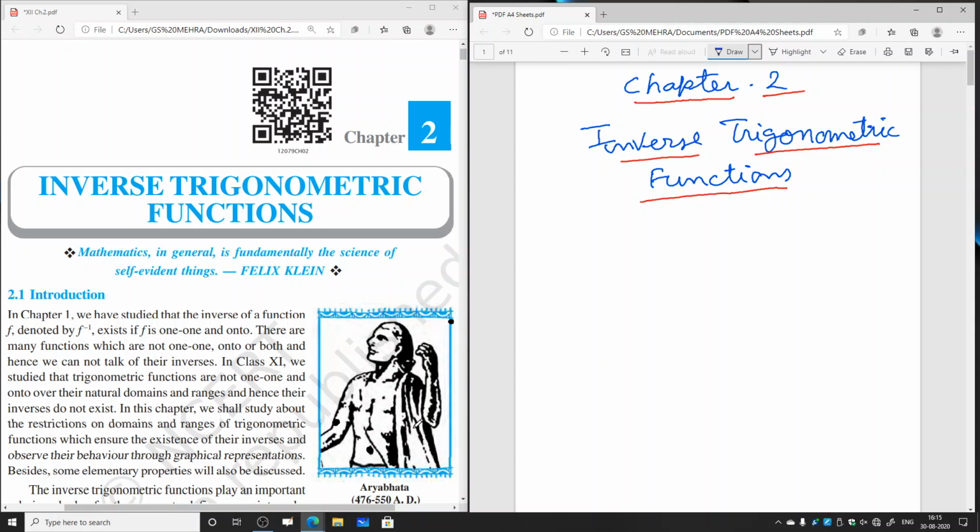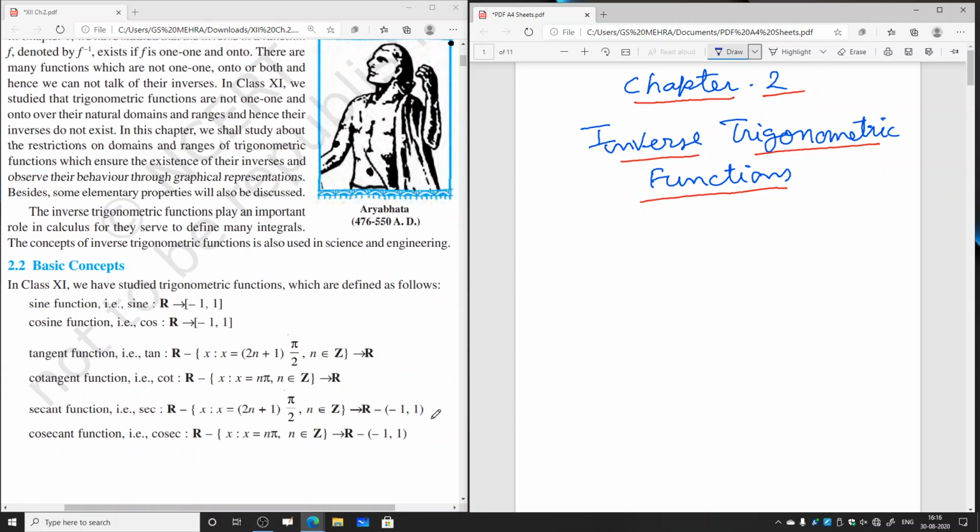Chapter 2, Inverse Trigonometric Functions. In class 11th, we have gone through sine function, cosine function, tan function, cotangent function, secant function, and cosecant function. So let us consider the first one.